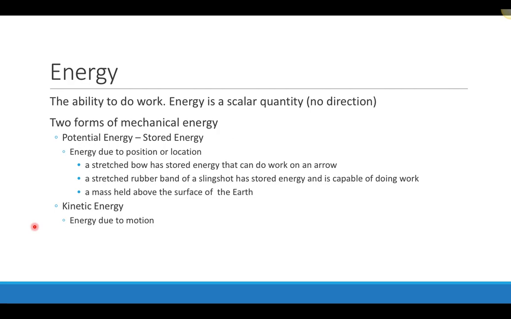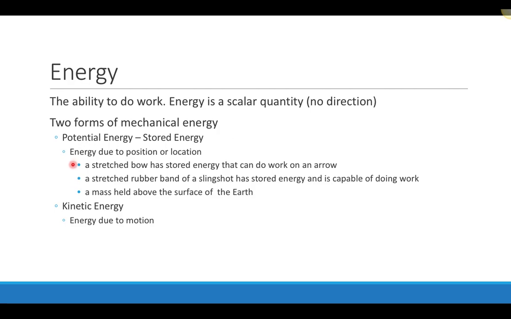So the two forms of mechanical energy that we're going to focus on are potential energy, which is stored energy, and it's energy due to position or location. Some examples of potential energy: a bow that's stretched has stored energy that can do work on an arrow, causing that arrow to move. A stretched rubber band or a slingshot has stored energy and it's capable of shooting a rock.